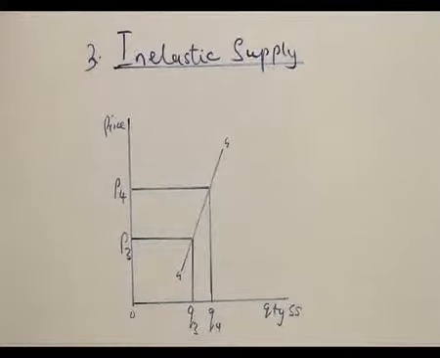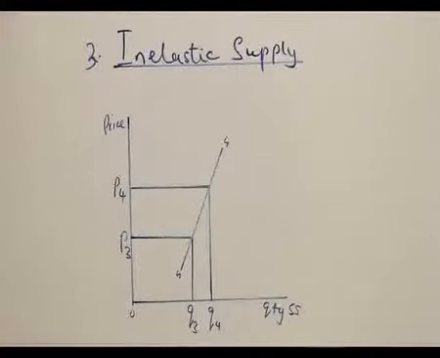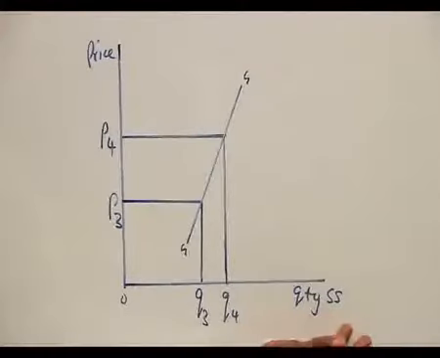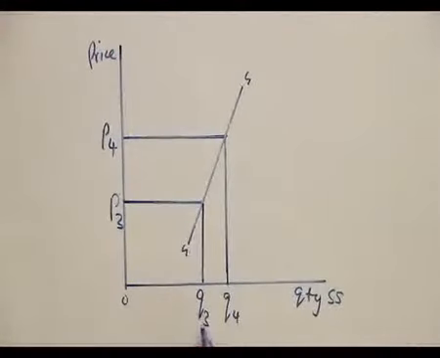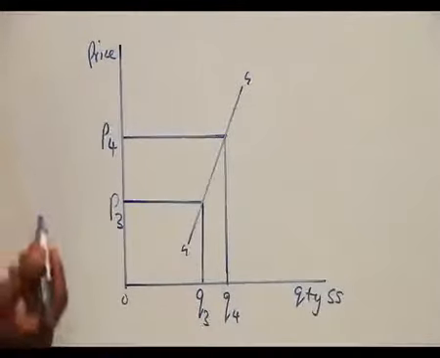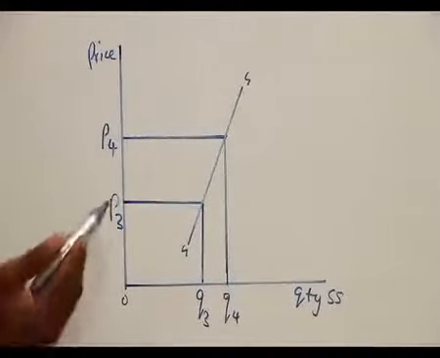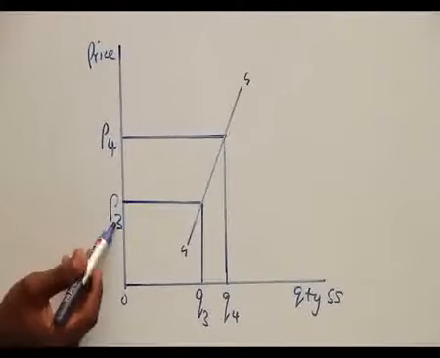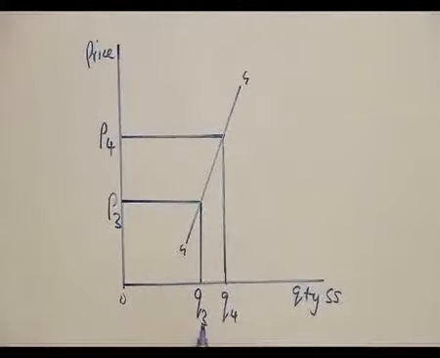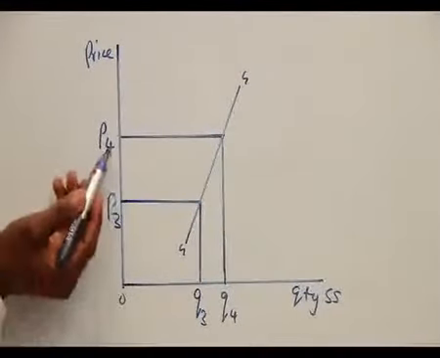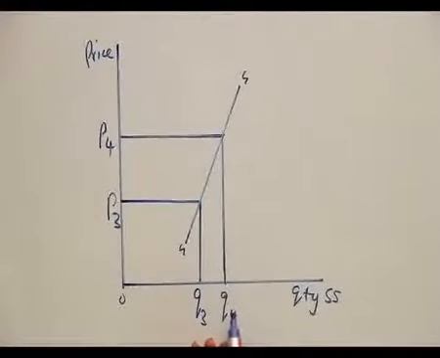Number 3, inelastic supply is another type. What we are trying to understand here is that the change in quantity supply of a commodity is less than the change in price of such commodity in question. Looking at the diagram before us, the quantity axis Q3, Q4, the price axis P3, P4. Looking at the gap between P3 and P4 and comparing with quantity axis Q3 and Q4, you will observe that the change in price here is greater than the change in quantity that we have here.